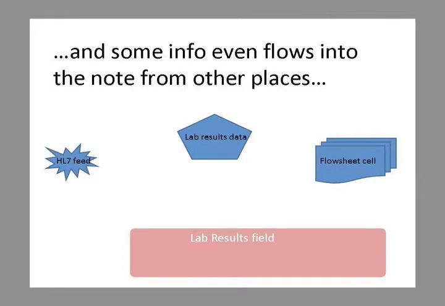HL7 feeds, of course, flow into your flow sheet, into your results, but they can also flow directly into your lab field. Now, how do you do that? That's done by bookmarks. And working more with Steve or with Bill Stahl, we can show you how to make bookmarks that will pull your labs into your lab result box. So again, we're trying to avoid having to go over to the flow sheet to see my recent results.